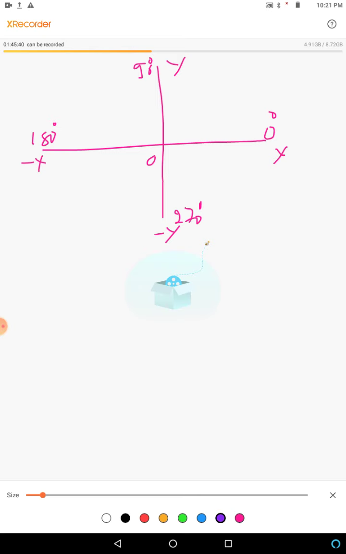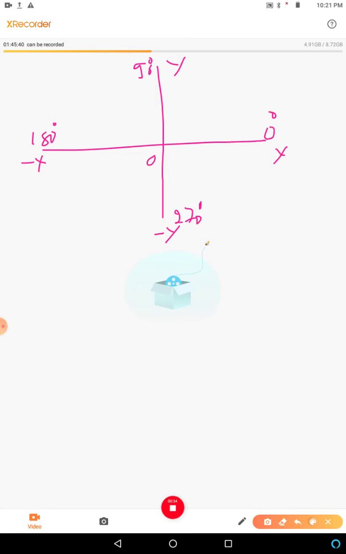So this is called as first quadrant, this is called as second quadrant, this is called as third quadrant, this is called as fourth quadrant. So we have a very interesting abbreviation. So in first quadrant, A, all.